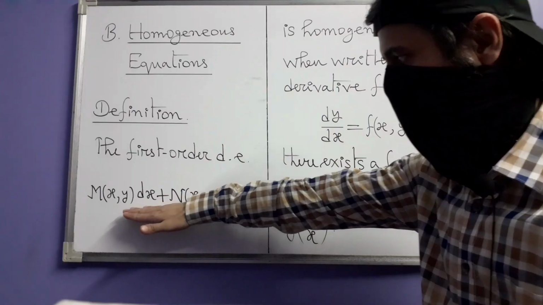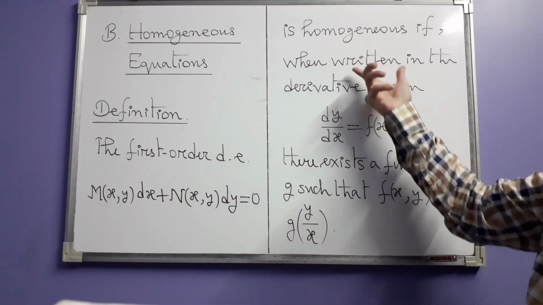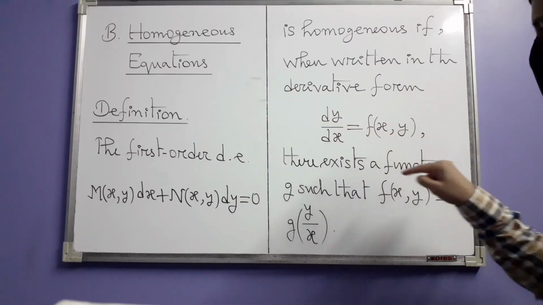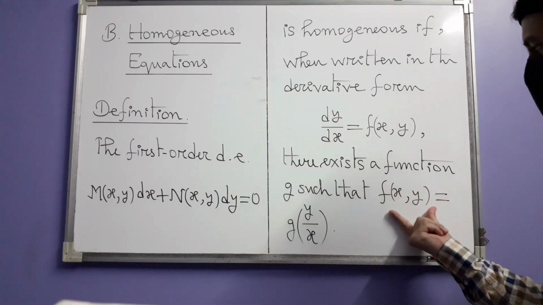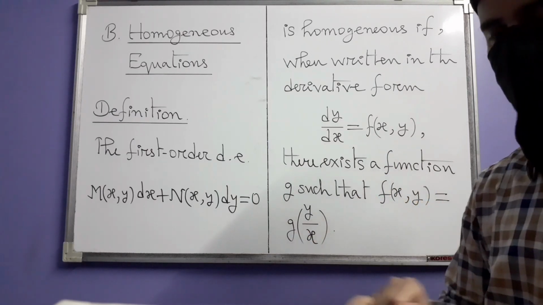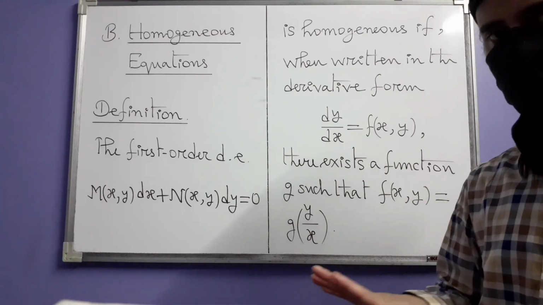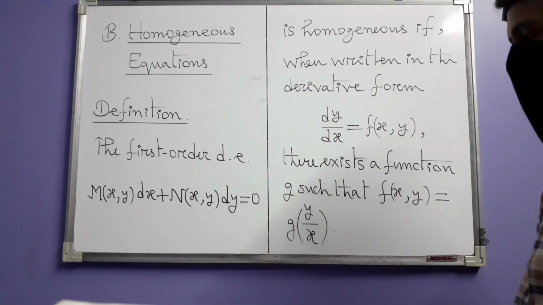Now we are going to call this differential equation homogeneous if, when we express it in the derivative form, there exists a function g such that this right hand side can be expressed in terms of g like this: g of y divided by x. If this happens, then we call this equation a homogeneous equation.